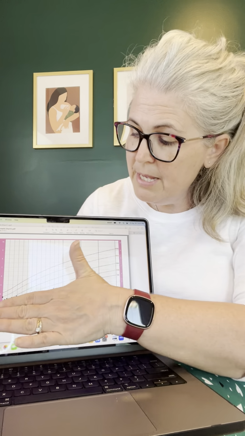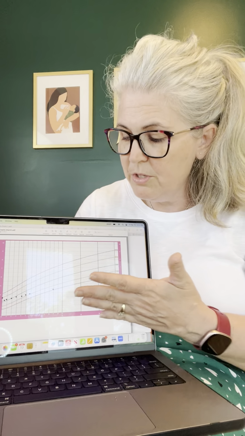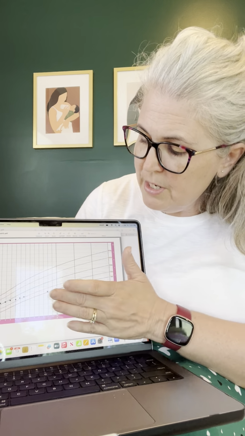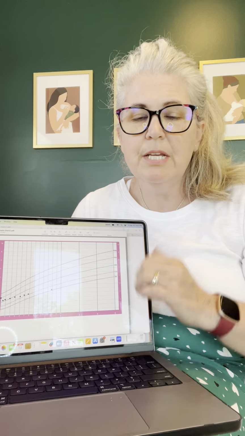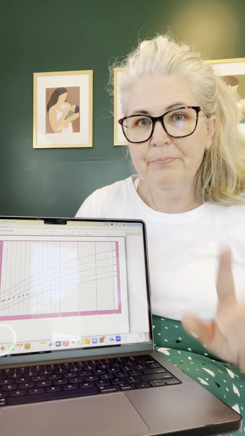Maybe this parent thought everything was going along fine and they went to another doctor visit and realized it wasn't. It's not like this baby needed to be hospitalized or anything like that. We just took some action to boost up mom's supply, get a little bit more nutrition into baby. Let me show you one more.